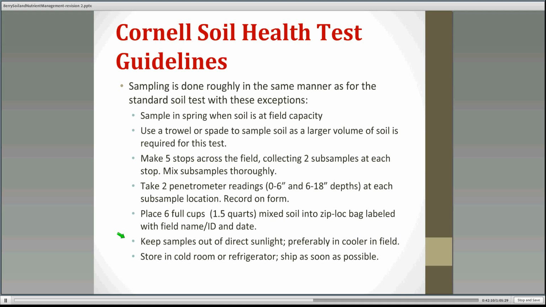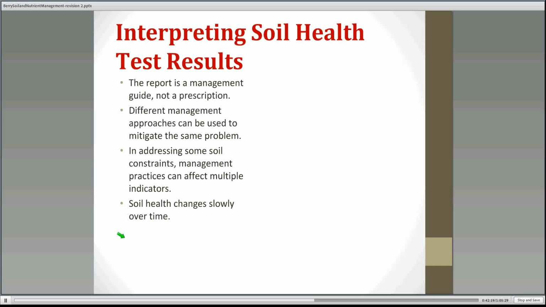And let your grower clients also know that they're going to need to pay for the shipping. It is something to consider, especially if you're doing multiple samplings.